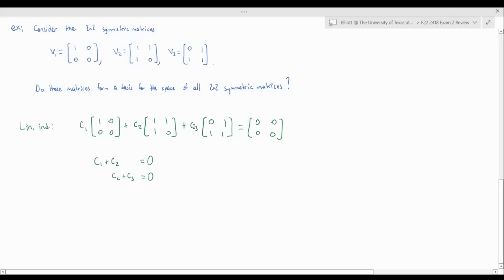Okay, so here, fortunately, we have some pretty simple numbers, so we don't need to do any elimination to solve. We can right away see that C3 is 0. Then back substituting will give you C2 is 0. And then you see that C1 is also 0. But if it were more complicated, you would set up an augmented matrix and do the elimination to solve for C1, C2, and C3.